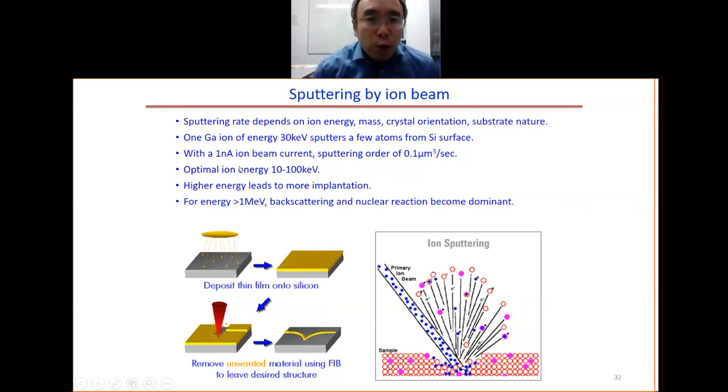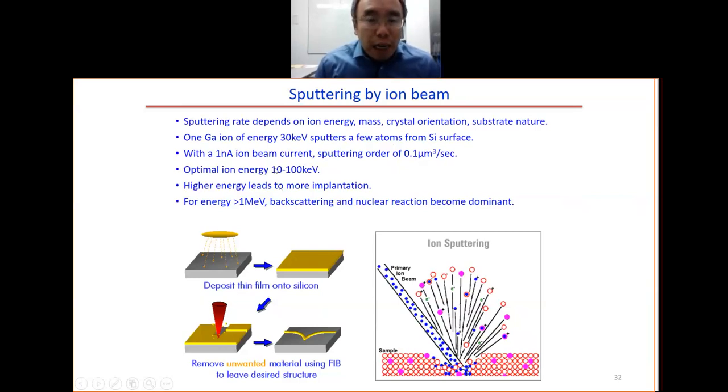Typically, one gallium ion of 30 keV can sputter away a few atoms of the silicon. If we do the calculation, with 1 nanoampere beam current, within 1 second, you can remove about 0.1 cubic micrometer.